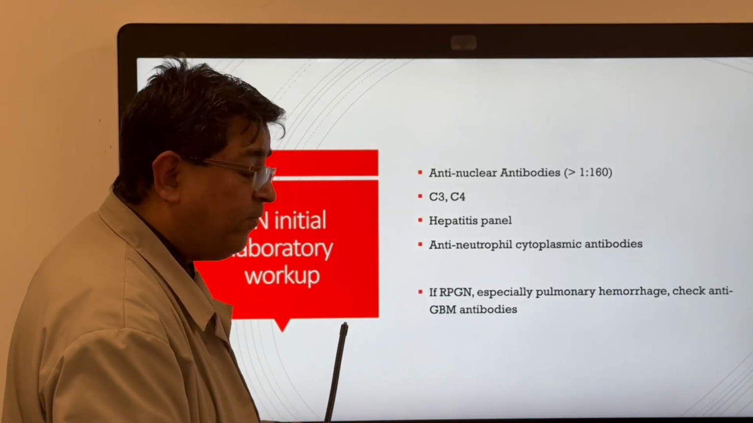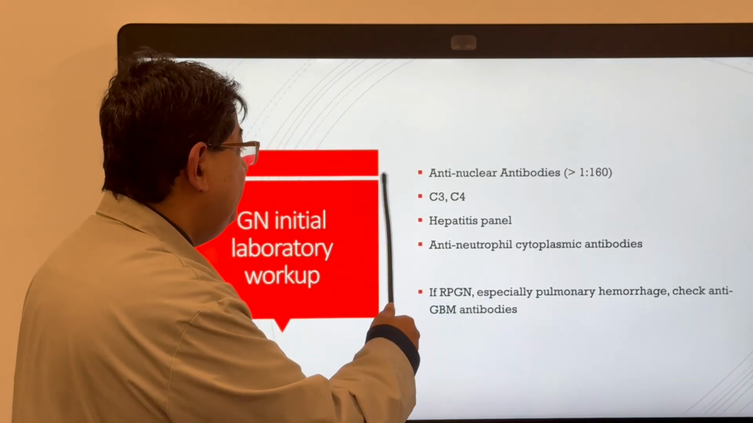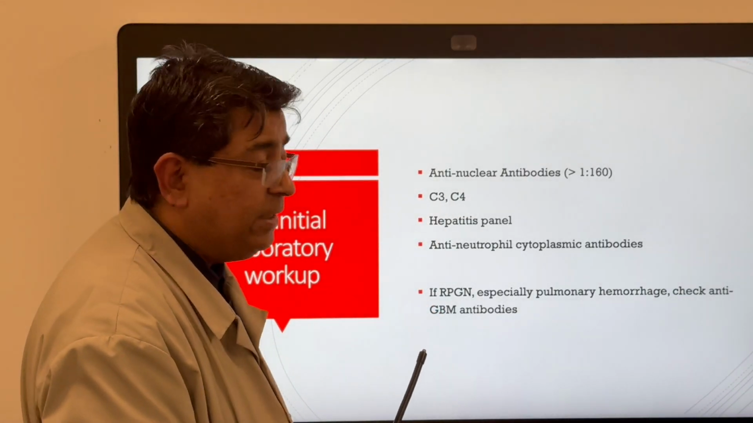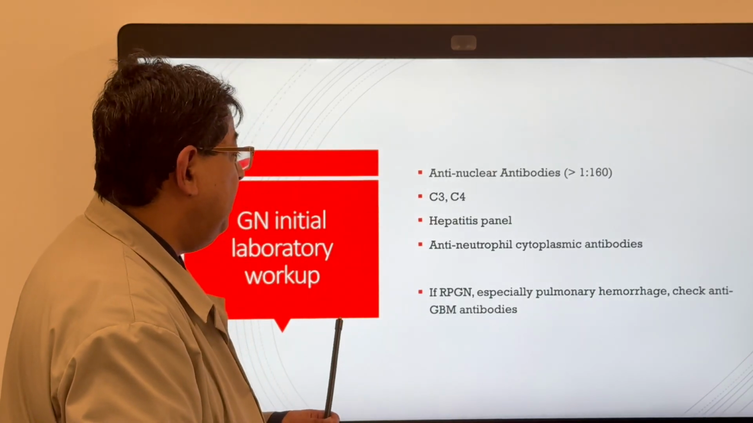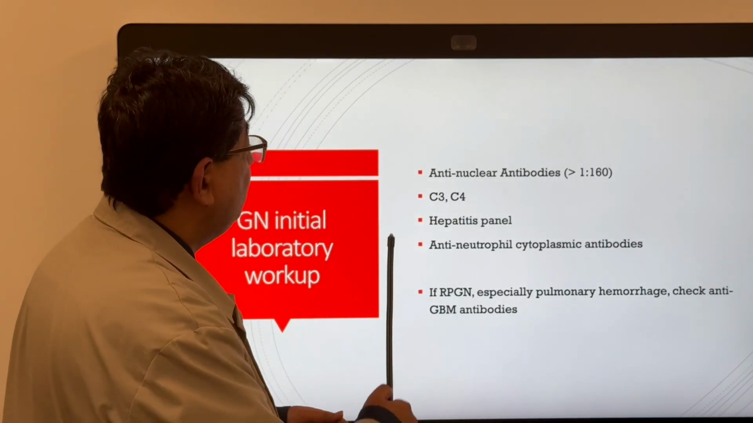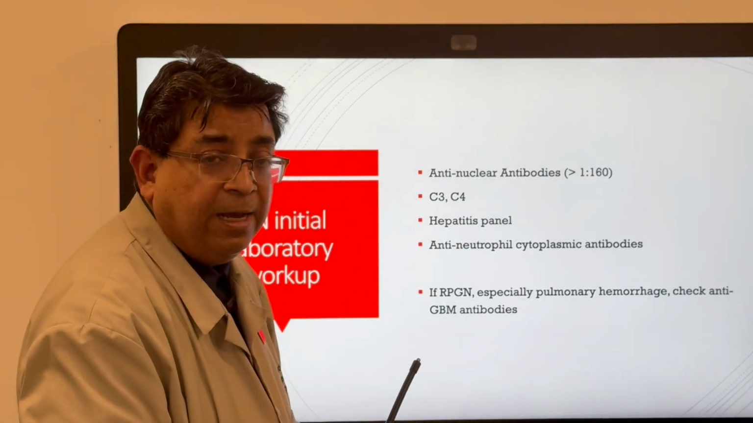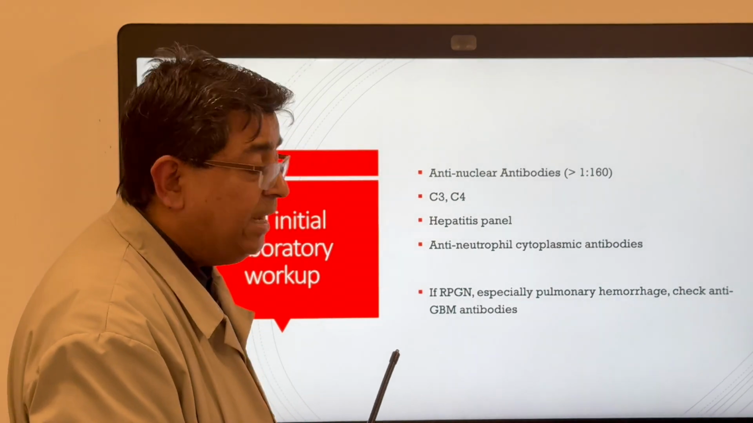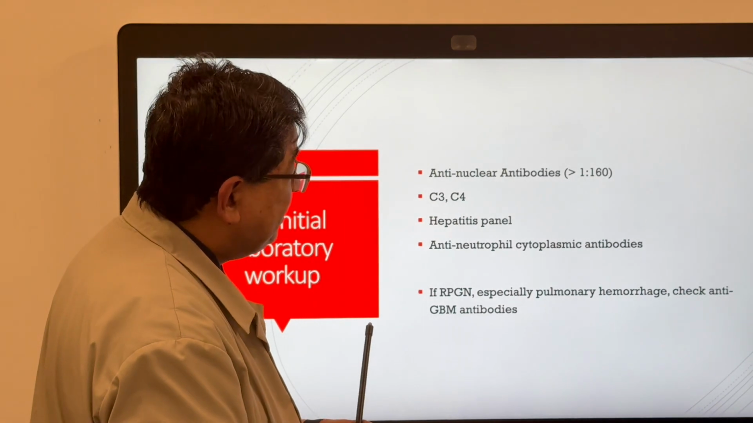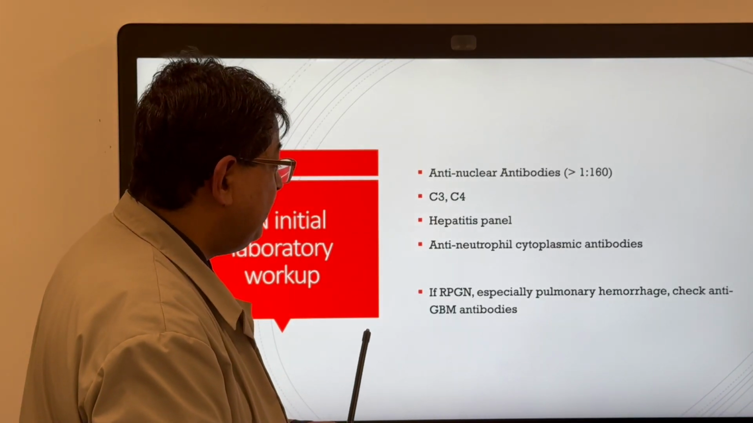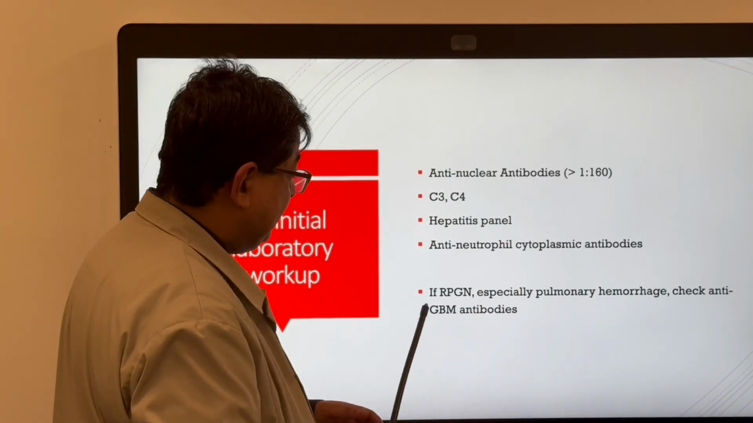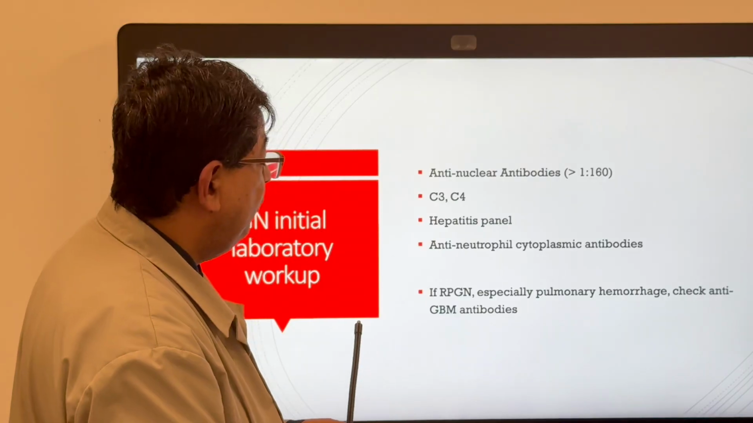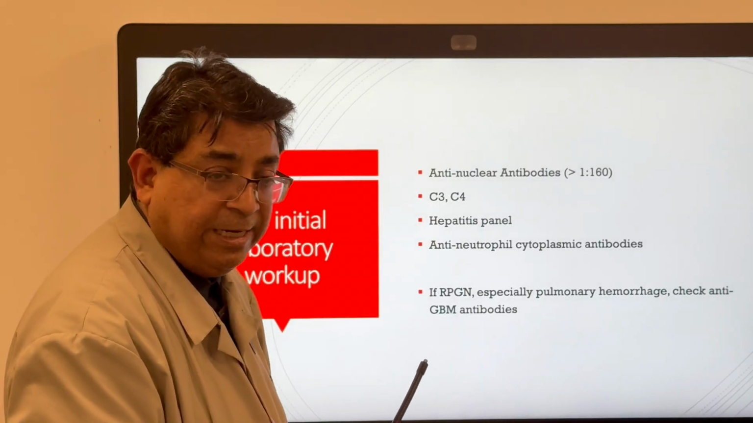So the initial workup for glomerulonephritis always starts with complements, of course, and we'll talk about what kind of patterns you would be looking for. Anti-nuclear antibodies are very commonly ordered. So how much dilution do you need of anti-nuclear antibodies in order for you to have a high suspicion of lupus in your patient? Should be greater than 1 to 160. And then in terms of kidney involvement of lupus, you want to see double-stranded DNA.